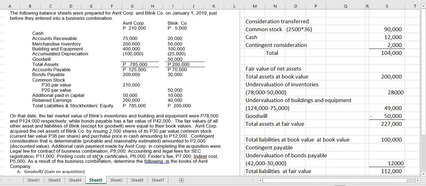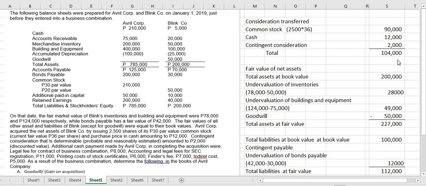So, yung consideration transferred natin was yung common stock. That's 2.5, no? But we'll consider the fair value of the share. That's 2.5 times 36. That's 90,000. Okay? Then yung cash natin, that's 12,000. And then yung contingent consideration discounted was 2,000. So, yung total consideration natin, that's 104,000. Okay? But the fair value of our net assets, okay?